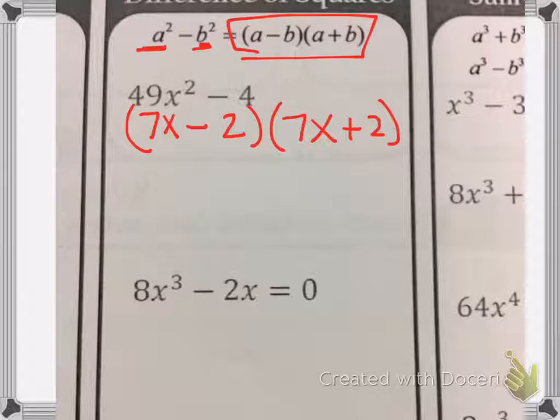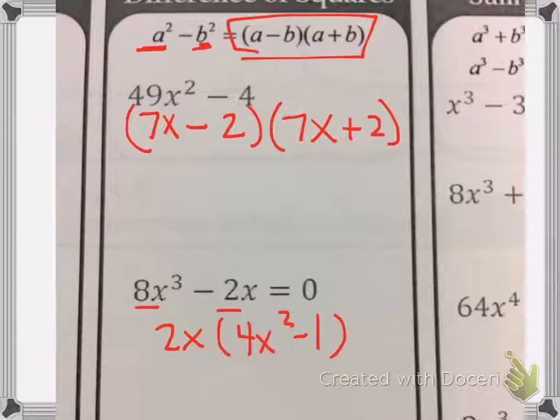This next one doesn't look like it's a difference of squares right now, so let's see if we can make it look like it. Remember, the very first thing we always look for on factoring is a greatest common factor, and I can see that these are both even numbers. So I can take out a 2, and they both have an x in common, so I'm going to factor out an x. So what do I multiply 2x by to get to 8x cubed? That would be 4x squared. What did I multiply 2x by to get to a negative 2x? That would be a negative 1.